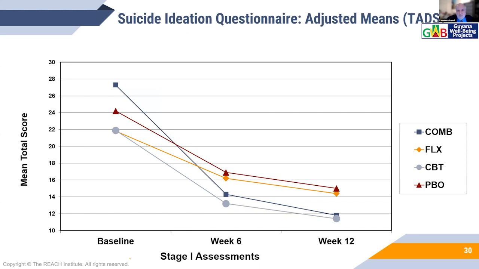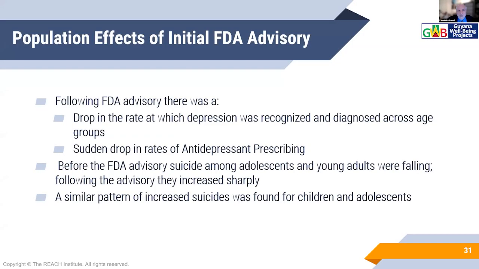Same piece of evidence. Again, this is the mean score in suicidal ideation in that other study that I showed you, and you can see the people who are on the medication had huge decreases. Okay, so what about the population effects? That's for the individual. What about the population effects? So following the FDA advisory in 2004, what happened? Clinicians stopped prescribing. They got scared. There was a sudden drop in antidepressant prescribing.